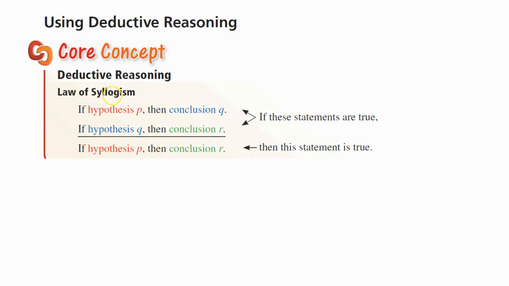The other law of logic that we're going to discuss is called the law of syllogism, which sounds like a silly name. Syllogism. Basically, if hypothesis P, then conclusion Q. If hypothesis Q, then conclusion R. If these two are true, then if hypothesis P, then conclusion R is true.